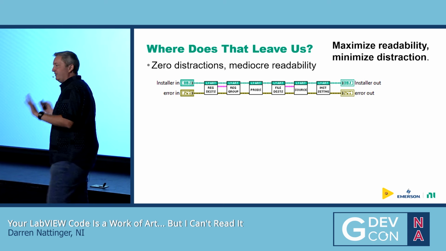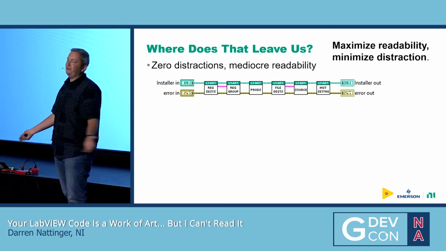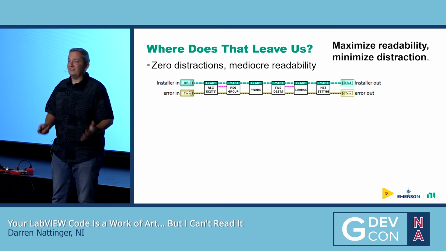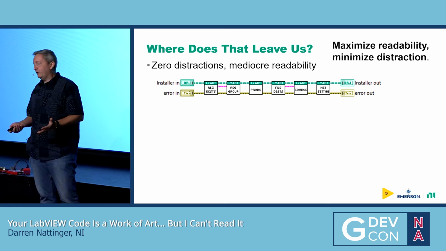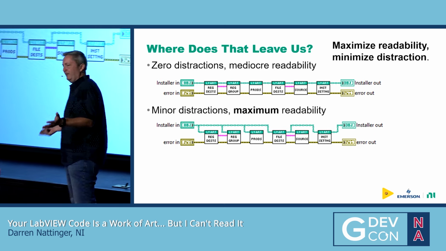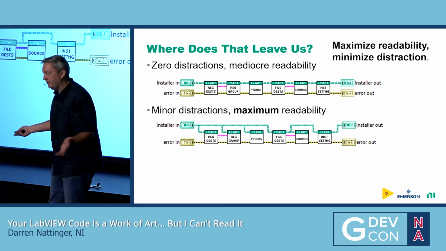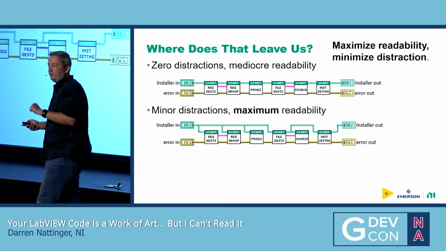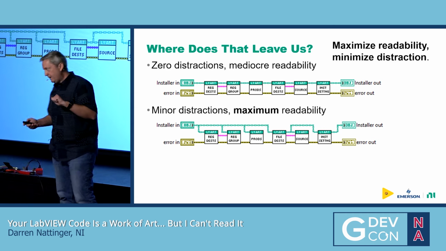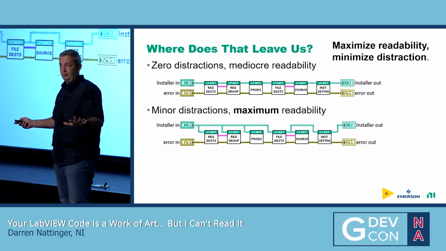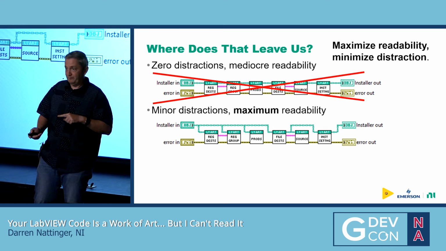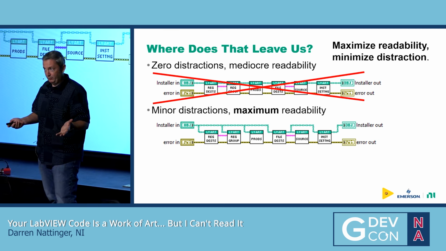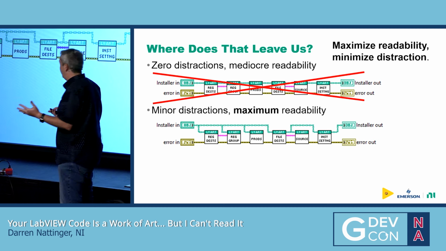This diagram has 0 distractions. Again, it's so pretty to LabVIEW programmers to look at a diagram like that. But the readability is mediocre, because I can't really tell what's going on with those class wires. This diagram has a few minor distractions, some wire bins, but it's got the maximum readability. I can definitely tell how those method VIs are working with that class. So if we're trying to maximize readability, we've got to go with the bottom one, all right? So there might be some distractions in the code that we've made that's readable, but we have maximized the readability.